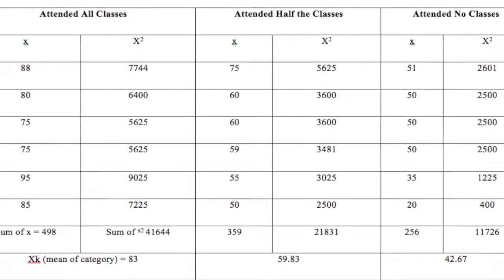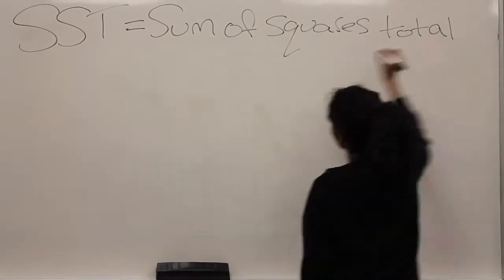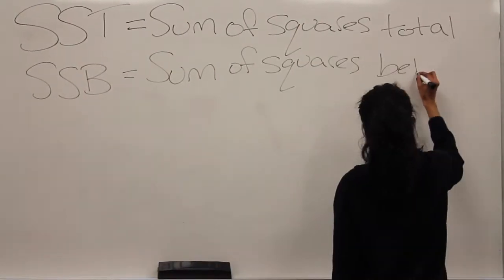That's how we get SST, SSB, and SSW. SST is the total sum of squares, SSB is the sum of squares between, and SSW is the sum of squares within.